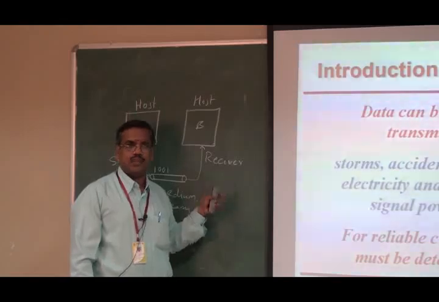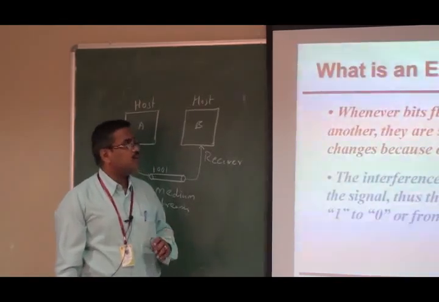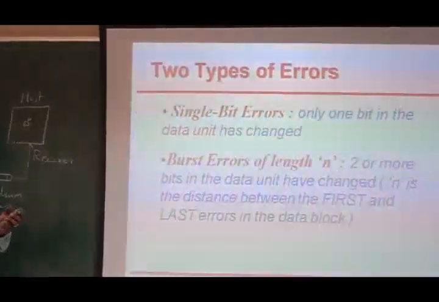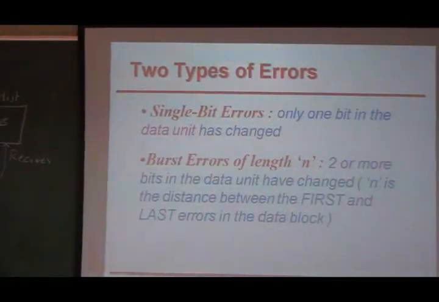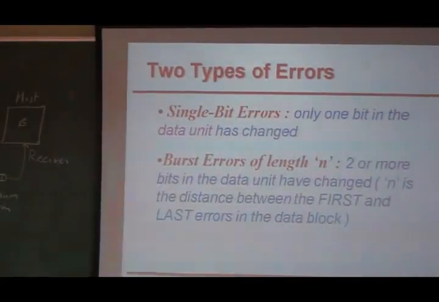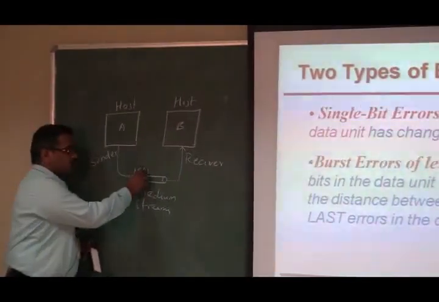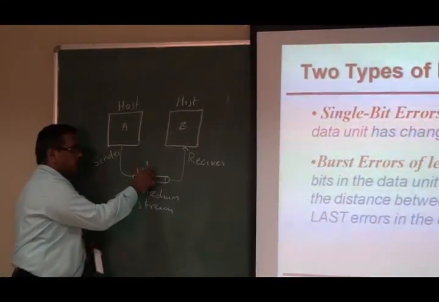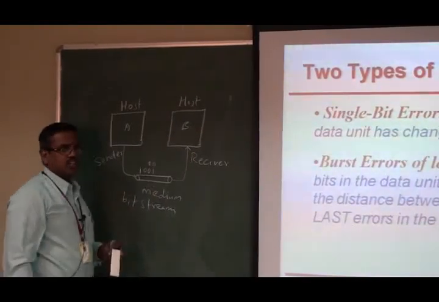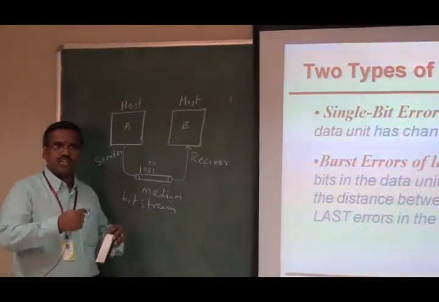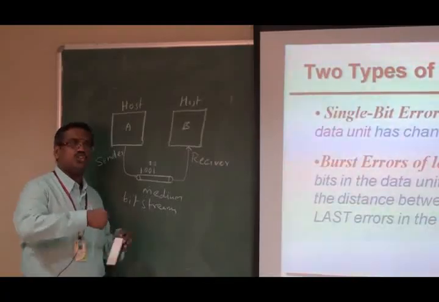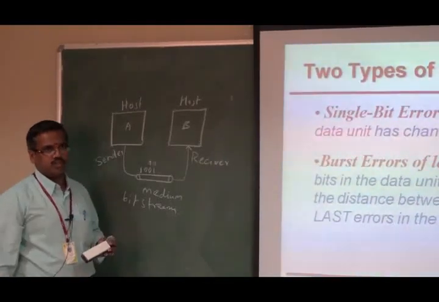Unknown errors, how do they happen? Unknown errors are based on interference. When these bit streams are transmitted over the medium, a 0 can be changed to 1 or a 1 can be changed to 0. The interchanging of bits can change the message content.